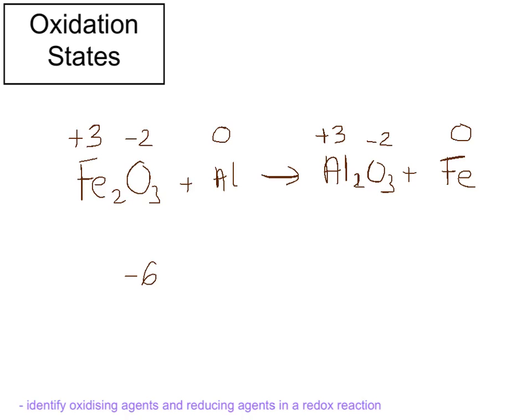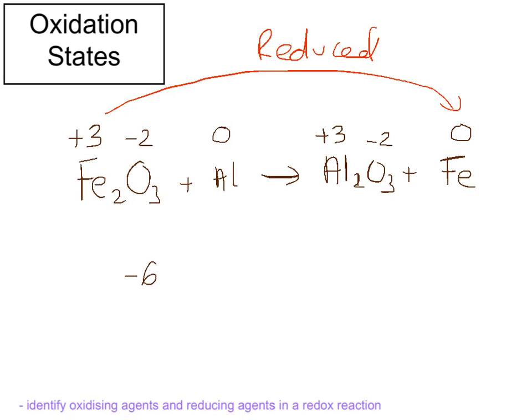So we can see that the oxidation state of the oxygen has not changed, but the oxidation state of the iron has gone down, and the oxidation state of the aluminium has gone up. That means the iron has been reduced. So the iron has been reduced, and therefore it's gained electrons, and aluminium has been oxidized, and therefore has lost electrons.